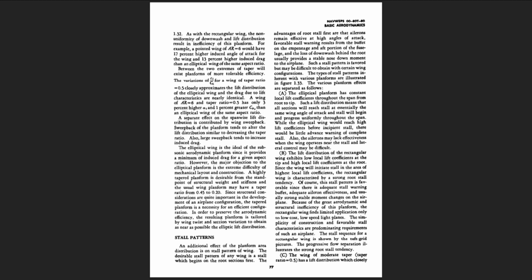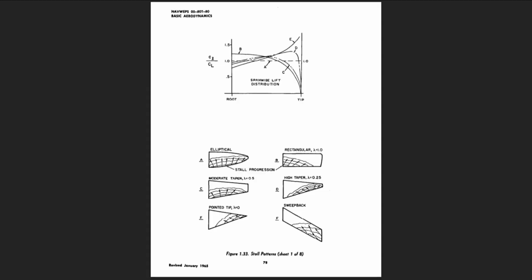usually provides a stable nose-down moment to the airplane. Such a stall pattern is favored, but may be difficult to obtain with certain wing configurations. The types of stall patterns inherent with various planforms are illustrated in figure 1.33. The various planform effects are separated as follows.